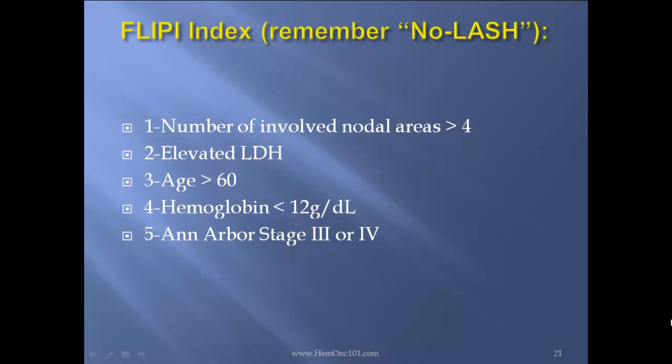You get 1 point for each. Number of lymph node areas more than 4, 1 point. Elevated LDH, age more than 60, hemoglobin less than 12, and over stage 3 or 4.